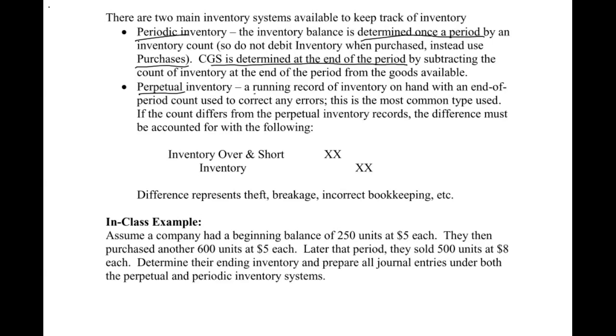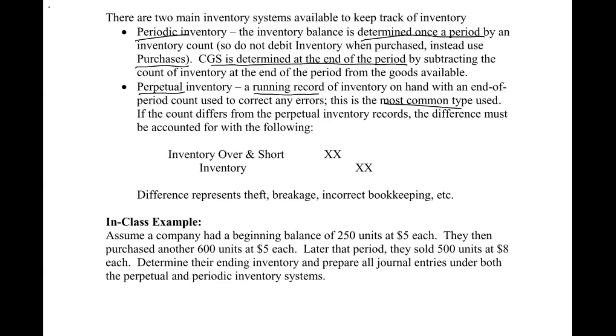Perpetual, this is a running record. This is the most common type. It's a running record of inventory on hand with an end of period count used to correct any errors. If you think about it, with the way technology is, if you're in Walmart and you scan a box of Fruit Loops, Walmart knows that they have one less box of Fruit Loops in their inventory. It's all automated.